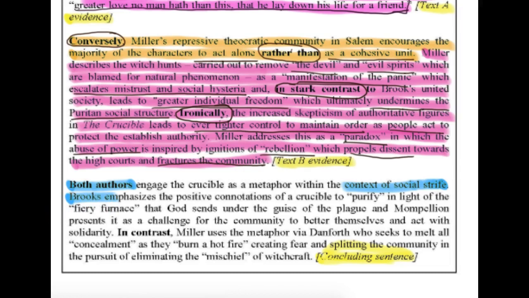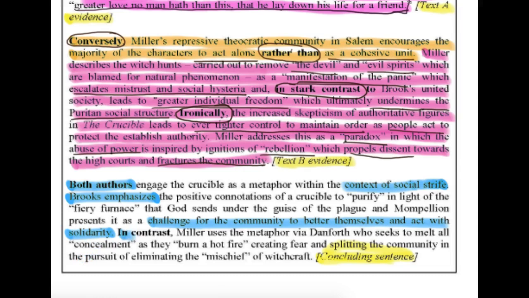Brooks emphasizes the positive connotations of a crucible to purify in light of the fiery furnace that God sent under the guise of the plague, and Montpellier presents it as a challenge for the community to better themselves and act with solidarity. Okay, so here we're supporting the topic sentence, the statement that Brooks demonstrates a community coming together.